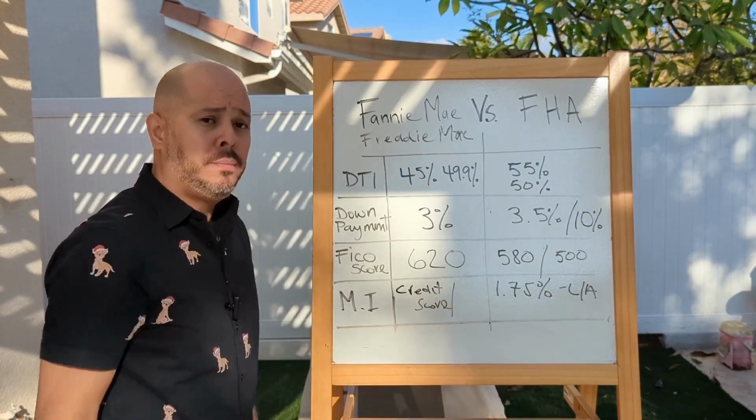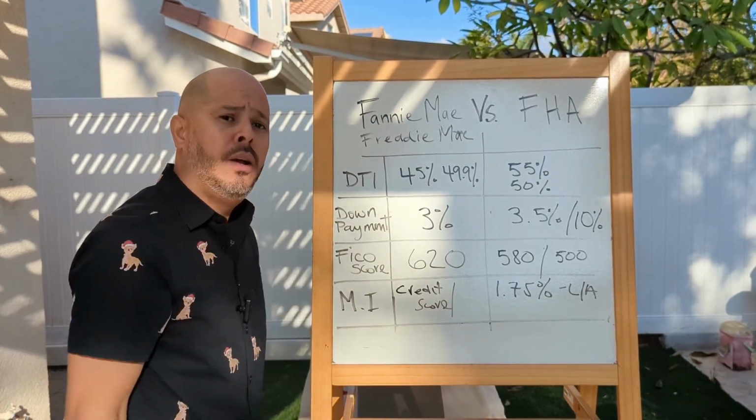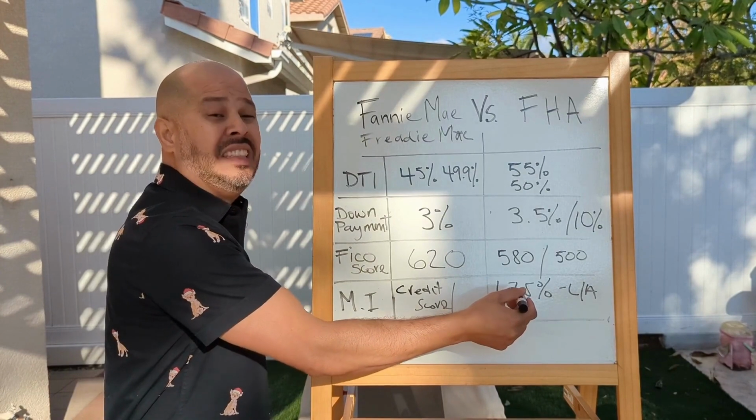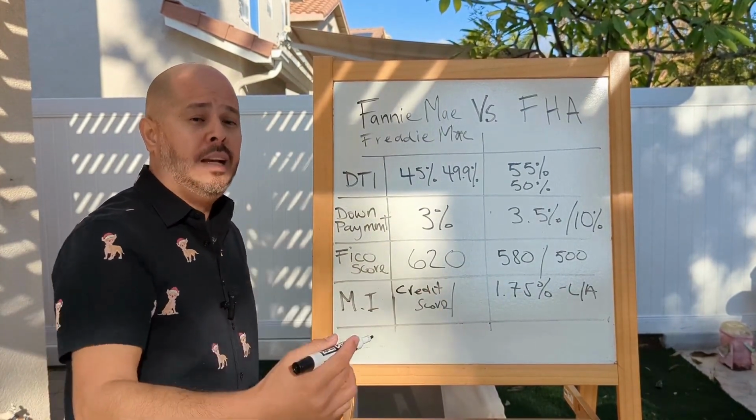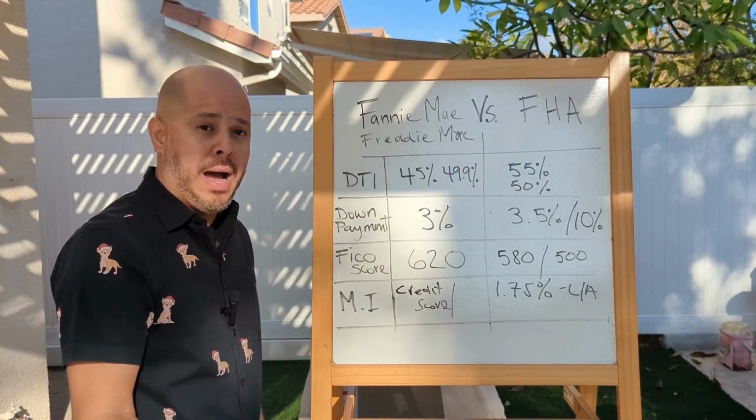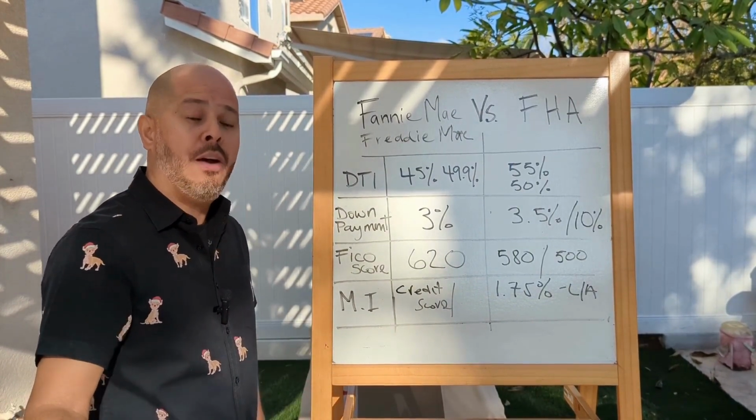1.75. To make it simple, if it's a $100,000 loan, they're going to charge you $1,750 upfront to do the loan for you. Now, besides that, they're also going to have a monthly MI that you'll pay with your mortgage payment every month.